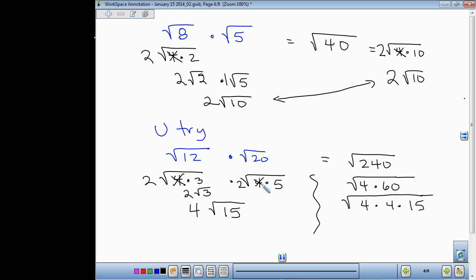Now square root of 20 I broke down into 4 times 5. The square root of 4 is 2. So this is 2 roots of 5. 2 times 2 is 4. Square root of 3 times square root of 5 is square root of 15. This is my answer.